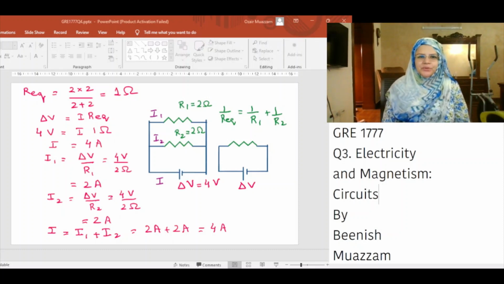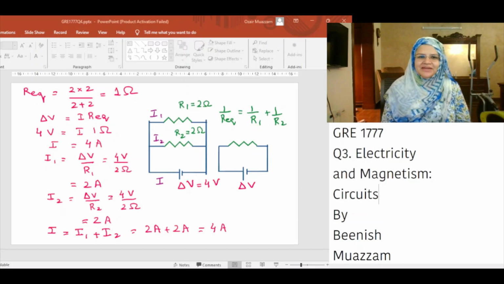Delta V is equal to I R equivalent. Delta V is equal to 4 volt. R equivalent is equal to 1 ohm. This gives I, the total current, to be equal to 4 ampere. I1 is equal to delta V over R1. This is equal to 4 volt divided by 2 ohm, giving us I1, the current in resistor 1, to be equal to 2 ampere.